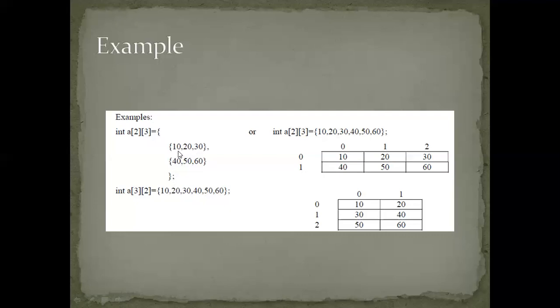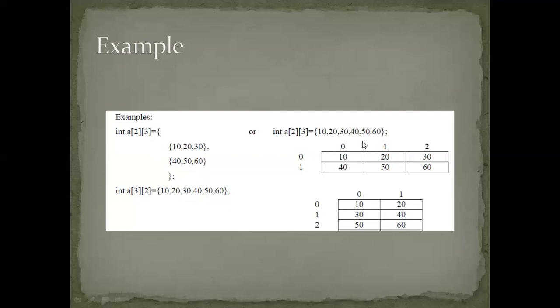These are the list of values: 10, 20, 30, 40, 50, 60. We know that there are 2 rows. This is one row and this is another row. How many columns are there? 1 column, 2 column, 3 column. This is the third column. We can represent it in this form, or we can also represent it in this form as well. int a[2][3], where the row size is 2 and the column size is 3, with values 10, 20, 30, 40, 50, 60, separated by commas and ending with a semicolon.